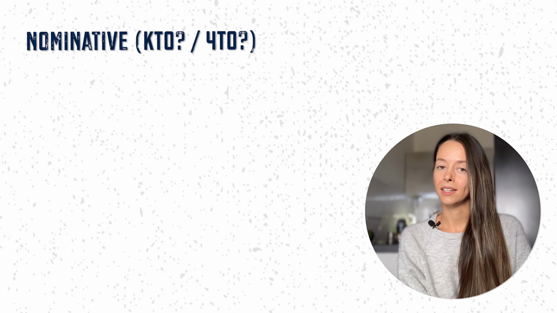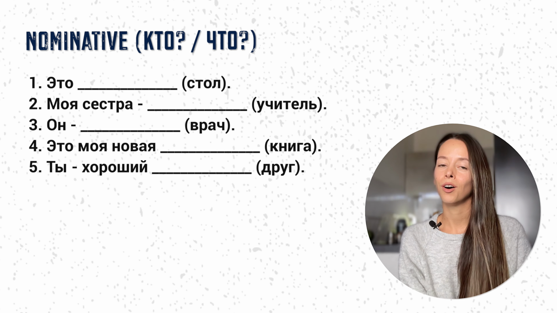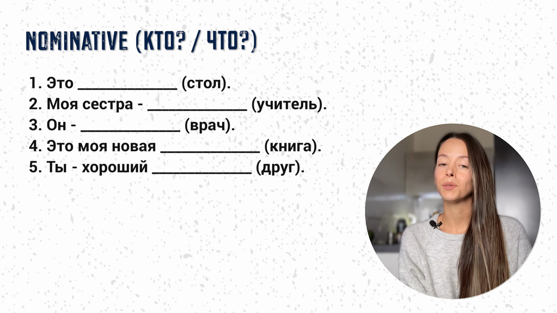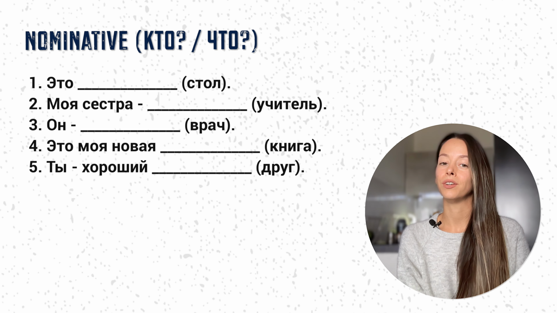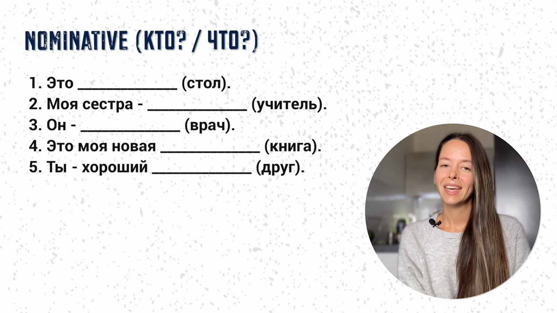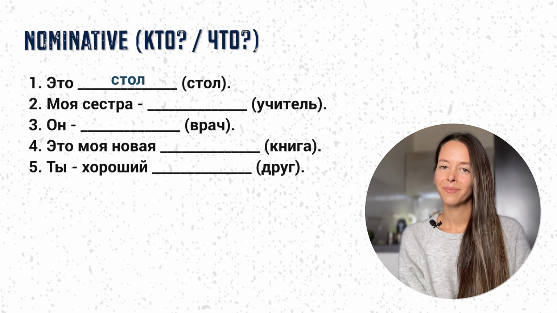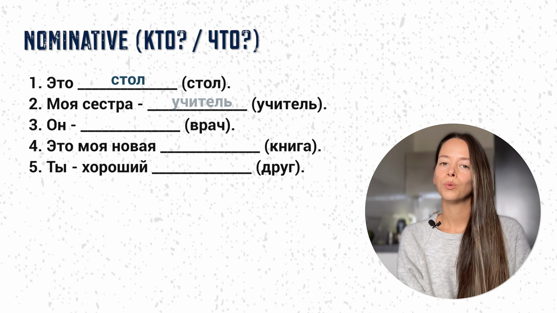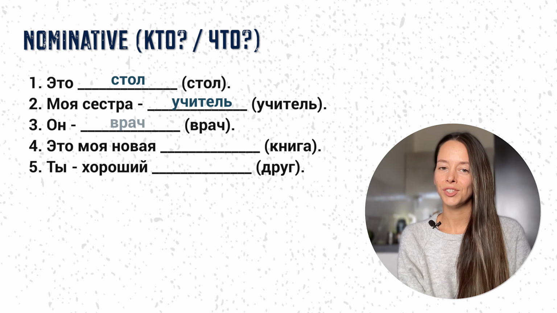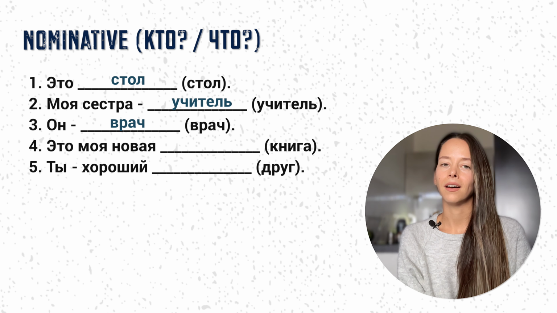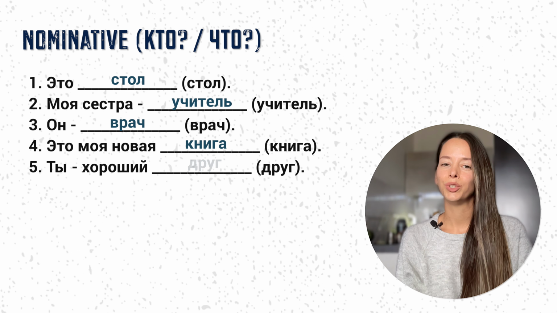So now let's do a quick practice. Your task is to fill in the blank using the correct form of the noun in the brackets. Here, obviously, we will only need to put the nouns into the nominative case, which is the base form, so basically we don't need to change the form of the word at all. So let's start. Это стол. Моя сестра. Учитель. Он врач. Это моя новая книга. Ты хороший друг.